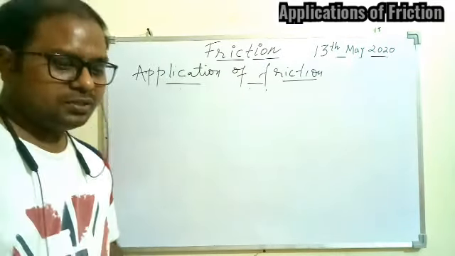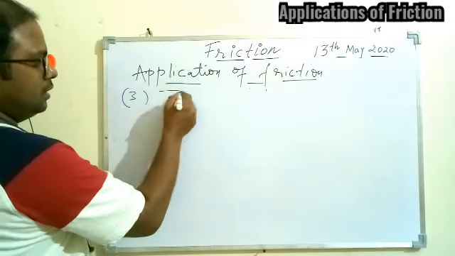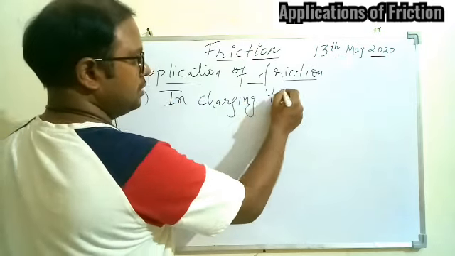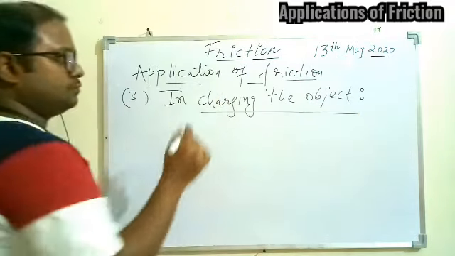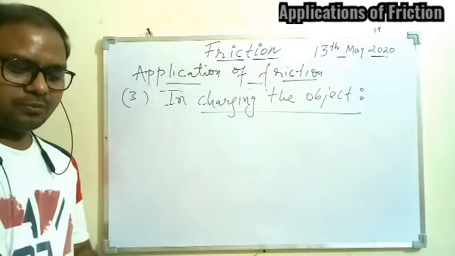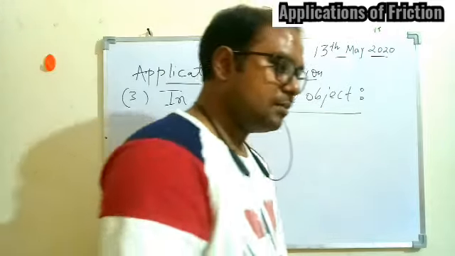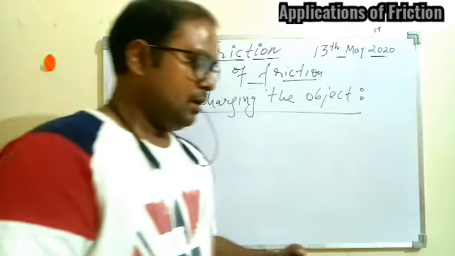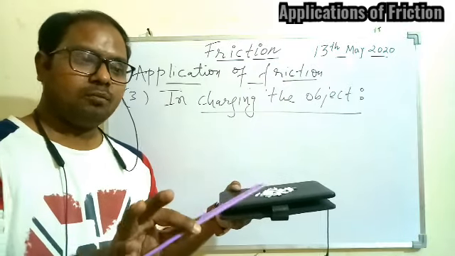Now we are going for the third one, that is in charging the object. So even the object can be charged with the help of friction. For this I have a very simple activity for you that you might have heard about somewhere. These are the small pieces of paper that you can see on this, and this is the comb.